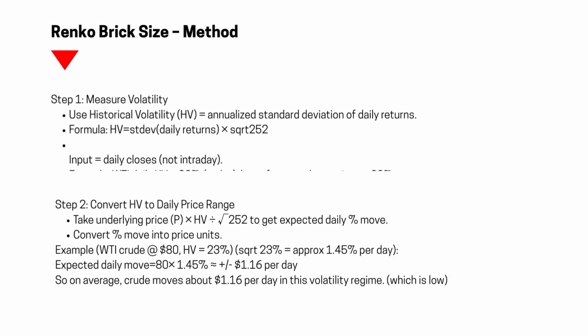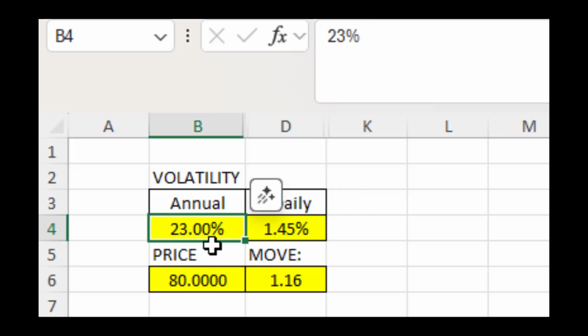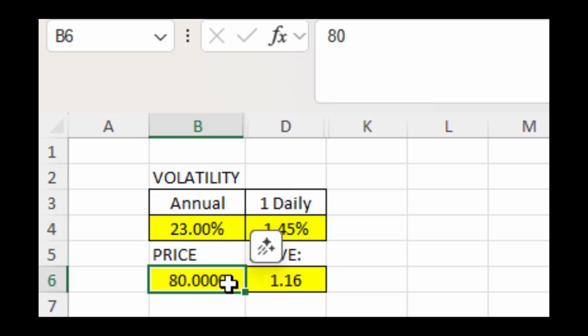So that's step one and step two, but then we need a final stage, which is to convert that into Renko blocks. Just to show you how easy that is to calculate in a spreadsheet, here we go. This is our crude oil. We've got our annual volatility 23%, we got our price $80.